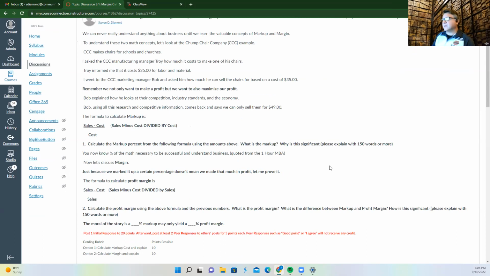Now let's discuss margin. Just because we marked it up a certain percentage doesn't mean we made that much profit. The formula to calculate profit margin is sales minus cost over sales. So calculate the profit margin, using the above formula and previous numbers. What is the profit margin? What is the difference between markup and profit margin, and why is it significant? Please explain with 150 words or more. The moral of the story is blank percent markup may yield a blank percent profit margin. So that's all as clear as mud to everybody, right?